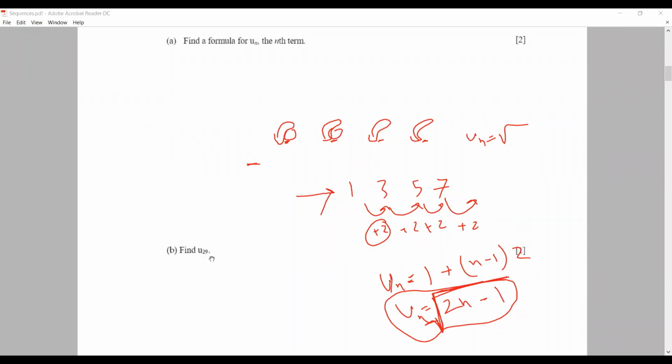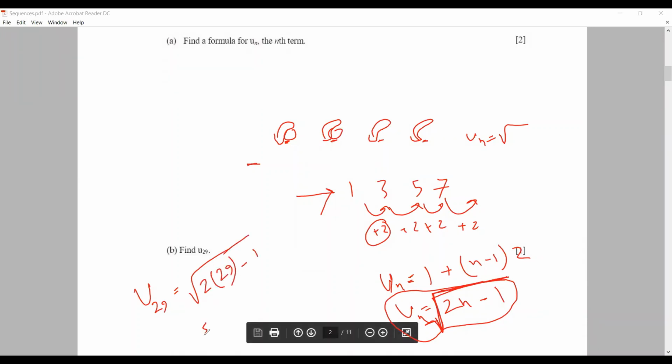Part B, u sub 25, that's easy, just substitution. So u sub 25 is equal to the square root of 2 times 25 minus 1, which is 50 minus 1, which is 49. As simple as that.